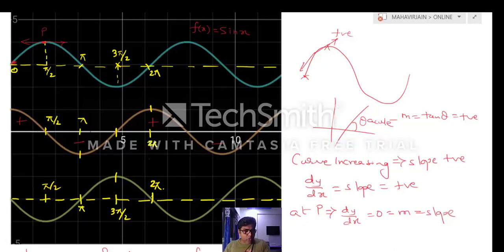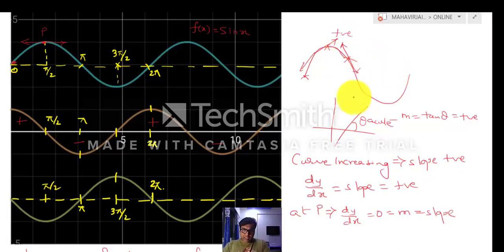And then from pi by 2 to pi, just check out from pi by 2 to pi. The curve is decreasing. Now when you see the curve is decreasing, it is falling. See, this is the curve. The curve is falling. And at any point, if you draw a tangent, why tangent? Because tangent gives you slope.